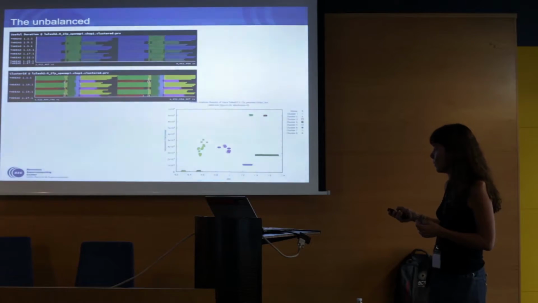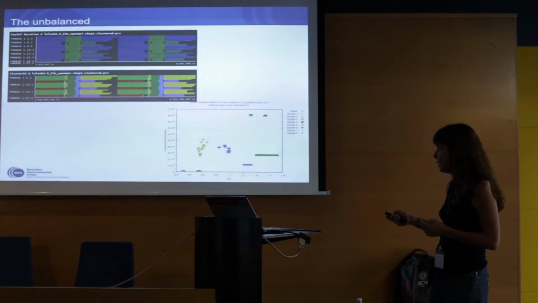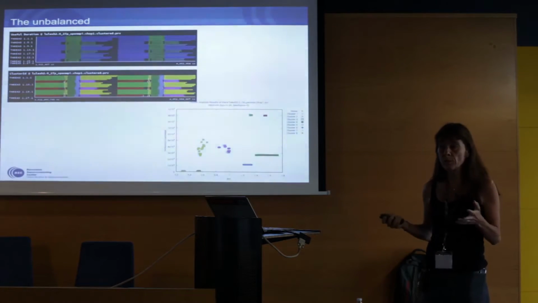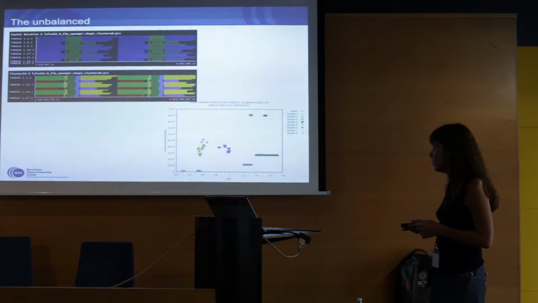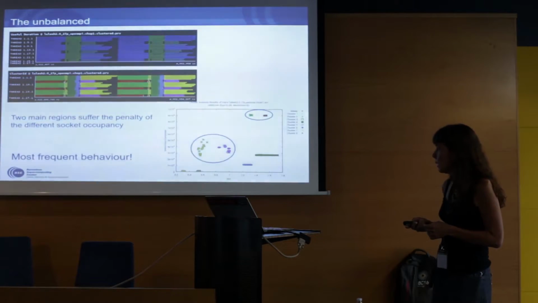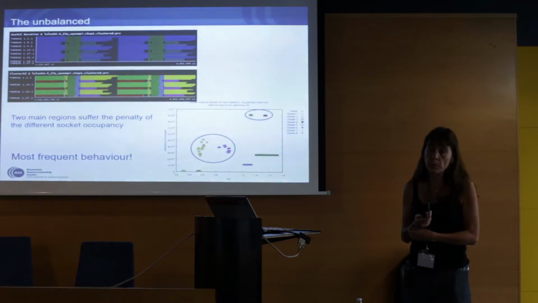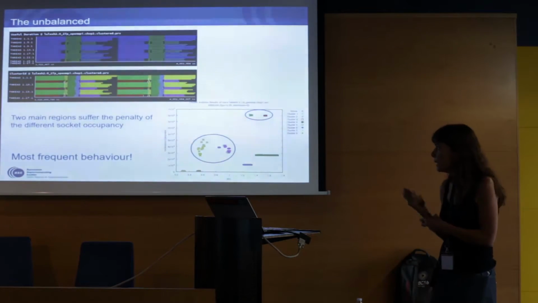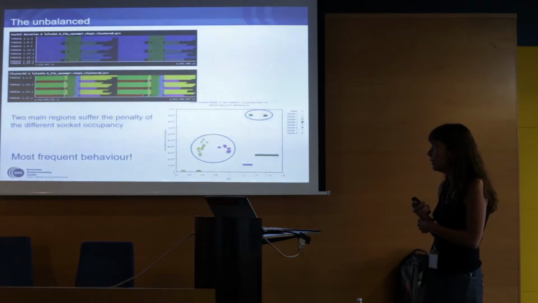If I look with the other split, or with the other picture I showed you, I can see they are split into the two teams for most of the regions. So most of the regions suffer this different balance between the sockets. And as I said, this is the most frequent behavior I have found on the machines. But I have found many other things that are also funny and interesting.